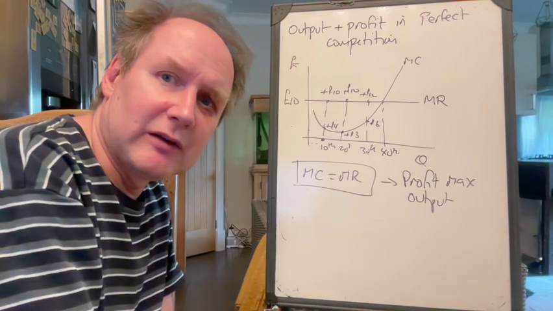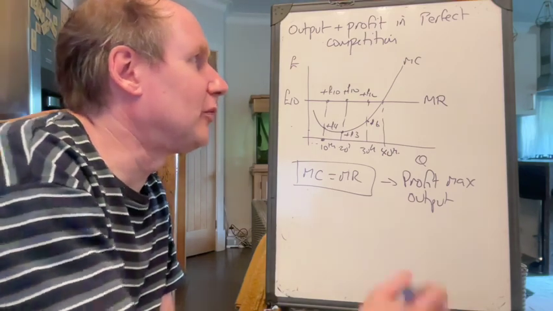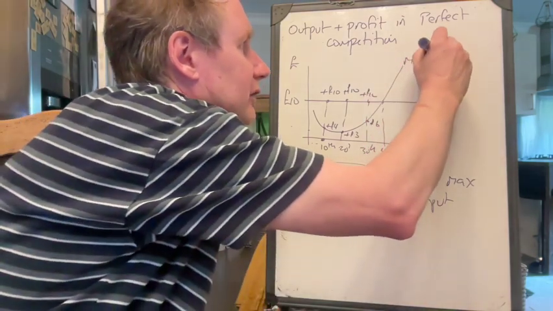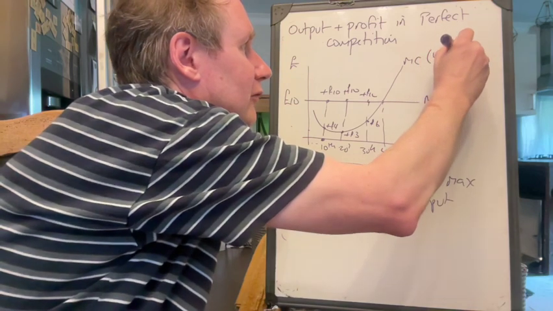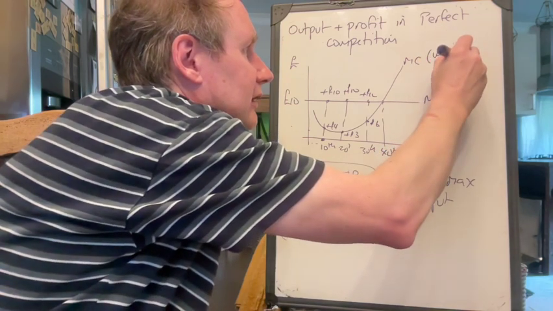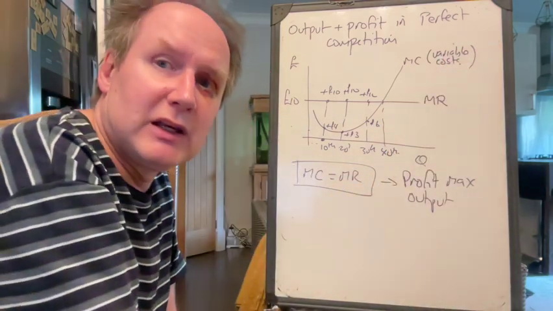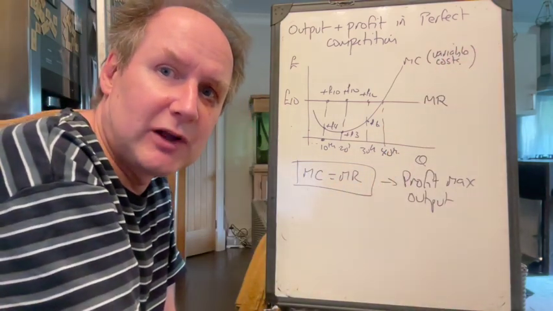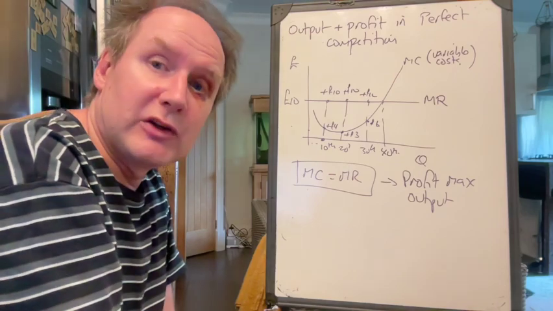It kind of looks like it. But the problem is that we know that marginal costs are only variable costs. So what we don't really know is whether it's made enough to be able to pay its fixed costs as well. So we need some more information.